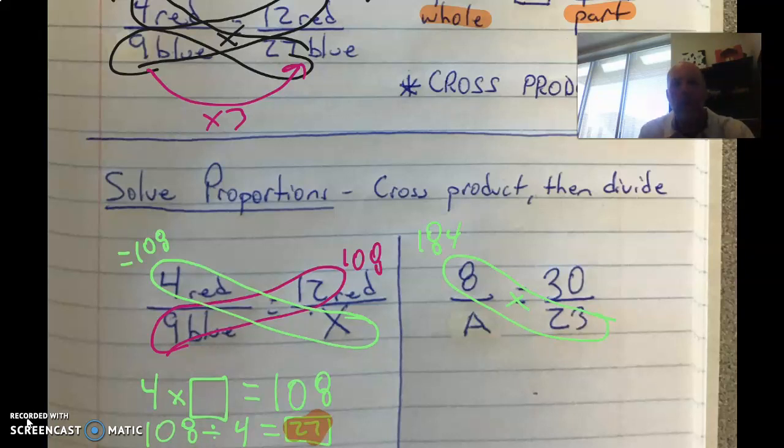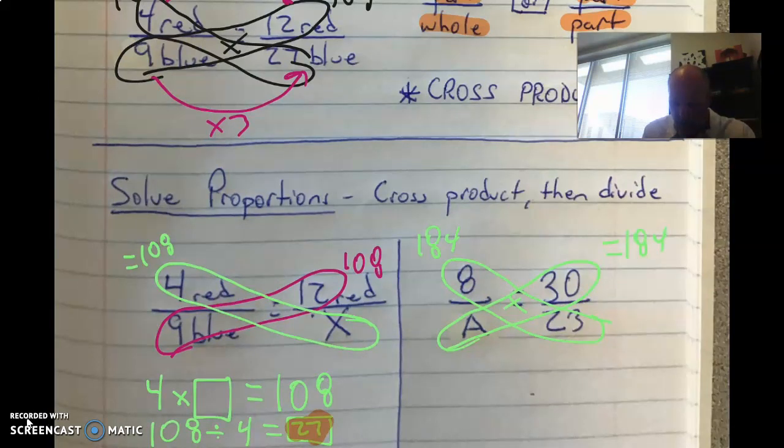184. Okay? So a times 30 has to equal 184, right? So we have a times 30 equals 184. Well, what can we do? We can do the inverse operation, which is division. So do 184 divided by 30, and that will equal a. Okay? 184 divided by 30 equals, running out of space, 6.13.